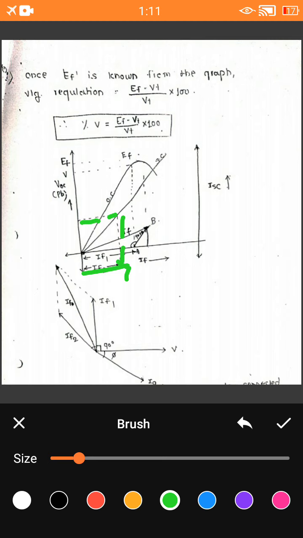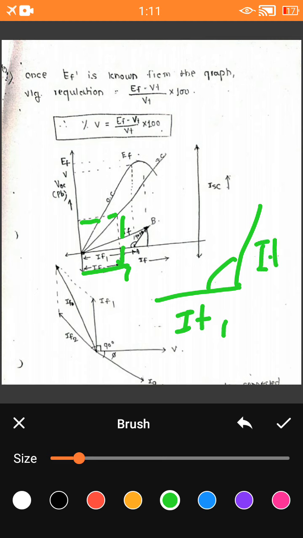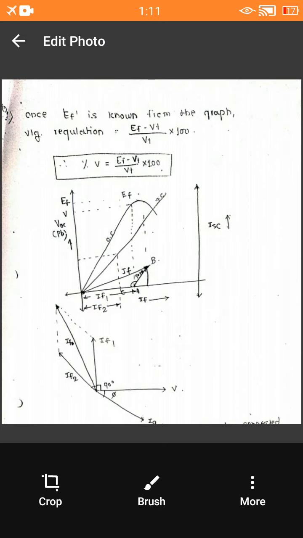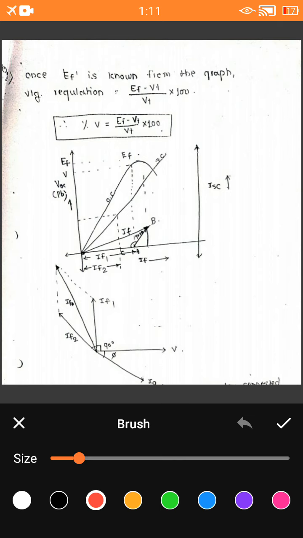So first draw this IF1, then calculate IF2. For this case we are considering a lagging power factor. By combining those characteristics, we get the value of IF. This IF is a combination of both IF1 and IF2. From these characteristics, the angle for the IF is 90 plus theta, because it is a lagging power factor.